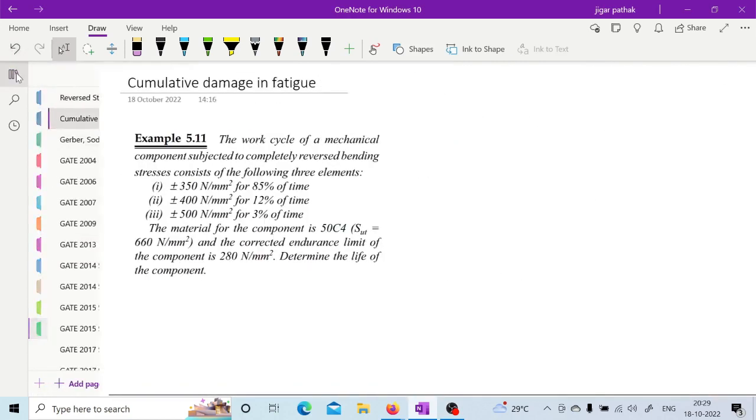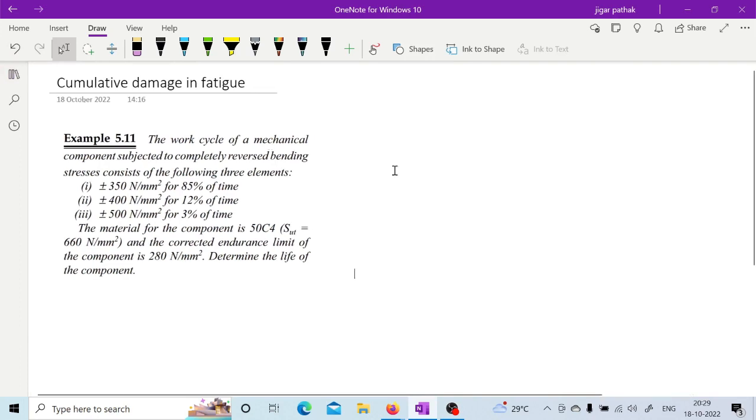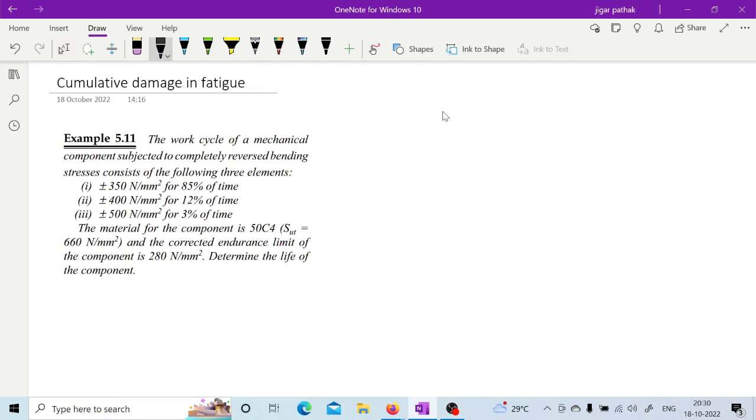Then next is this cumulative damage. Cumulative damage means whenever you are having more number of stress amplitudes with different number of cycles, right? Every time it may not happen that it varies between the same maximum and minimum. It may happen that more number of cycles with different maximum and minimum are acting on a particular component, right? Like it is mentioned here: plus or minus 350 for 85% of time, then plus or minus 400 for 12% of time, plus or minus 500 for 3% of time.